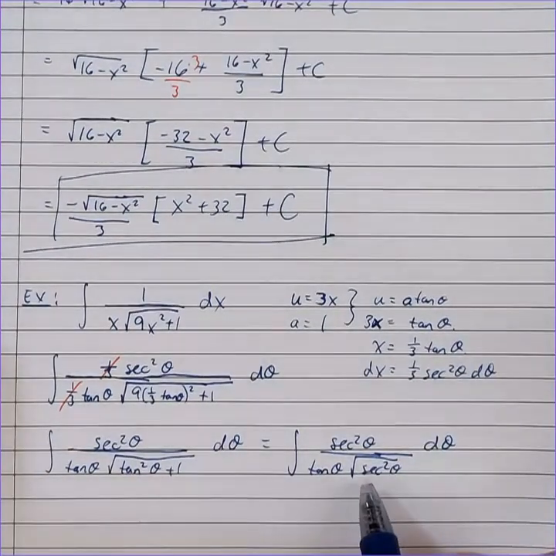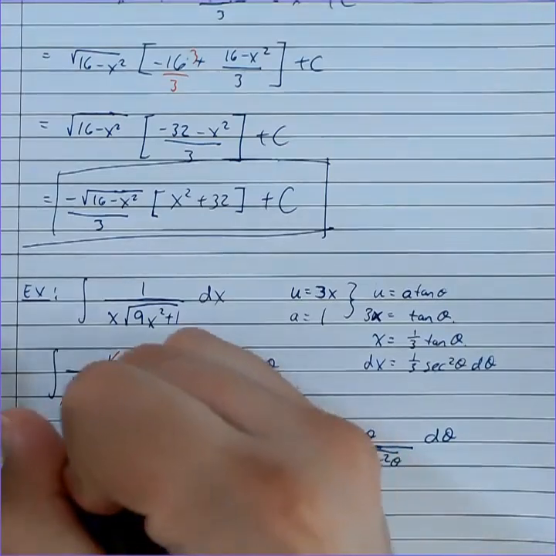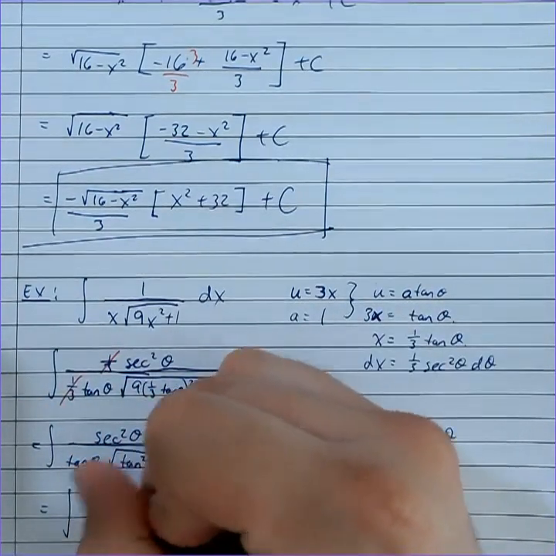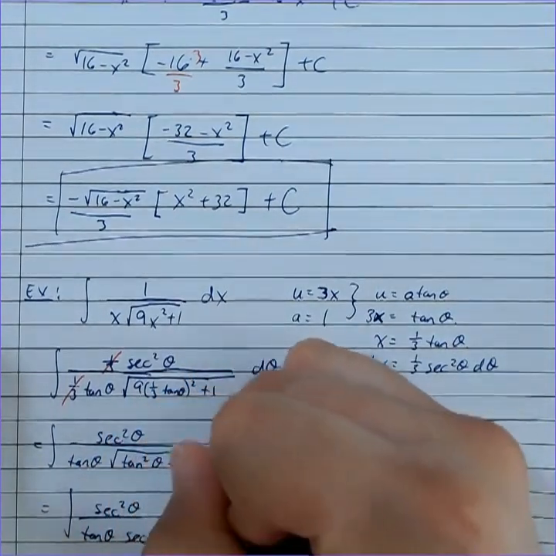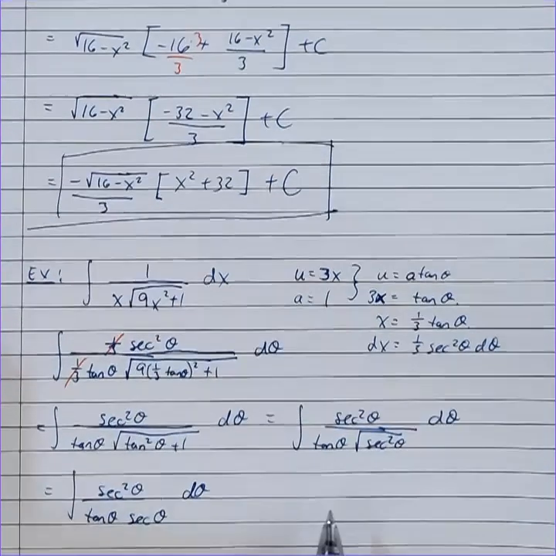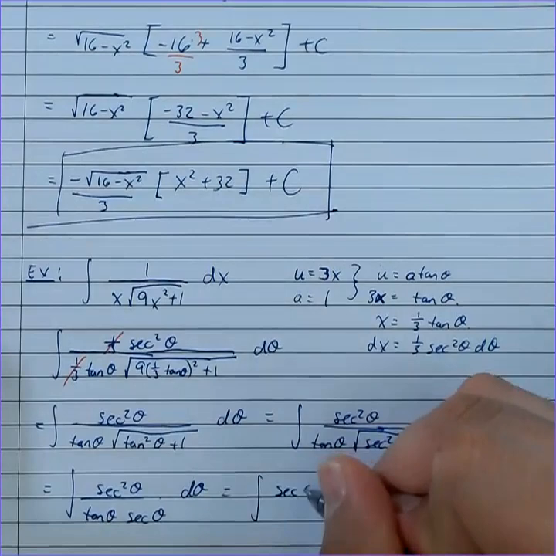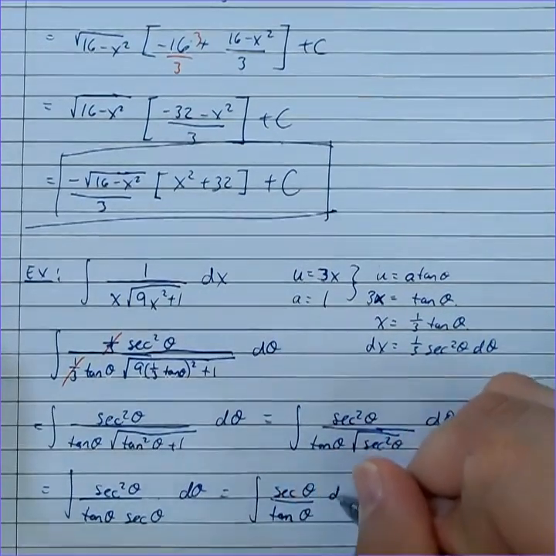And so here we can write this as secant of theta divided into secant squared of theta. So that'll be the integral of secant squared of theta over tangent of theta secant of theta, d theta, like that. And now these divide out to give us the integral of secant of theta over tangent of theta, d theta.